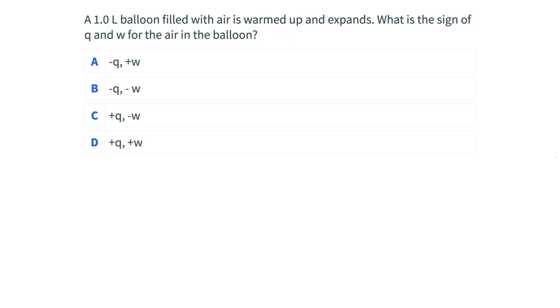Okay, let's look at a couple problems, because usually the problems on this topic will just give you a few words like this. We have a balloon that's warmed up and it expands. So then we're being asked to interpret the sign of Q and W for the air molecules inside the balloon. So you have a balloon, initially whatever volume, and then the temperature is going to increase, the volume is going to expand. So did the air molecules receive work or did they do work? And then did the heat increase or decrease for those molecules?